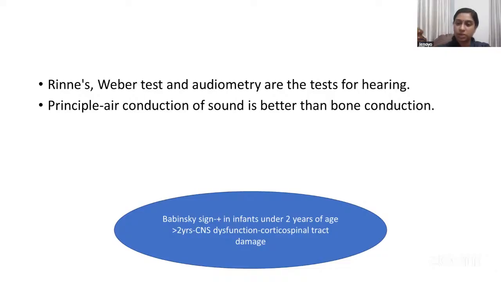When we stroke the plantar aspect, the soles of our foot, using a blunt instrument, the great toe will be bent backwards and the other toes will fan out. That's what we call a positive Babinski sign. A positive Babinski sign is normal under 2 years of age. When it's positive in a person more than 2 years of age, it is a result of CNS dysfunction.